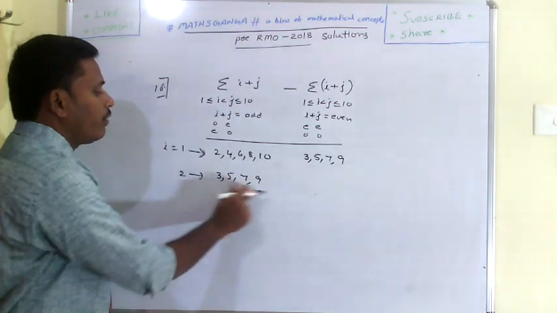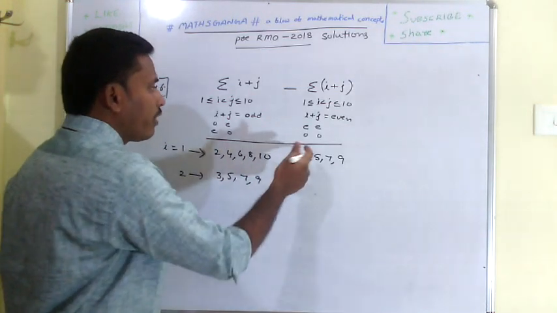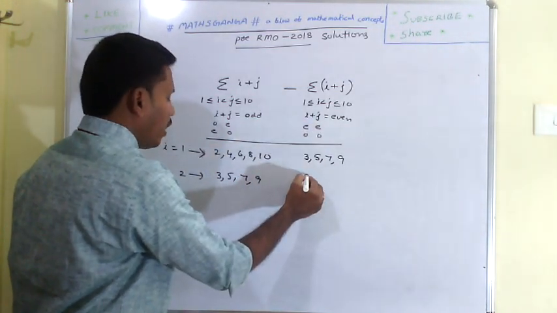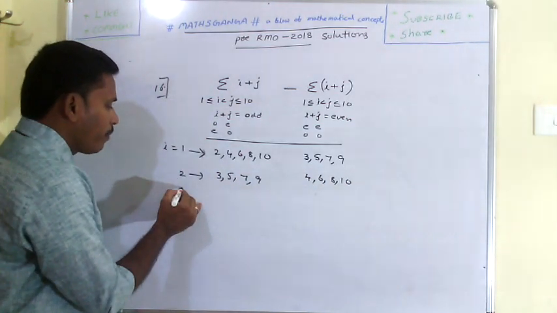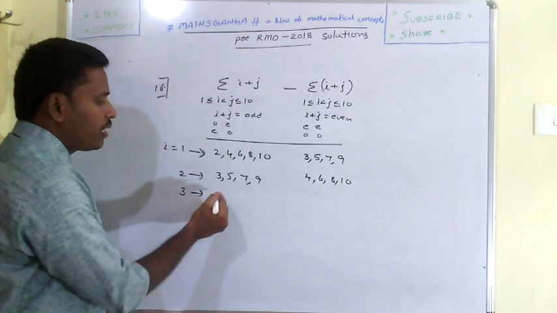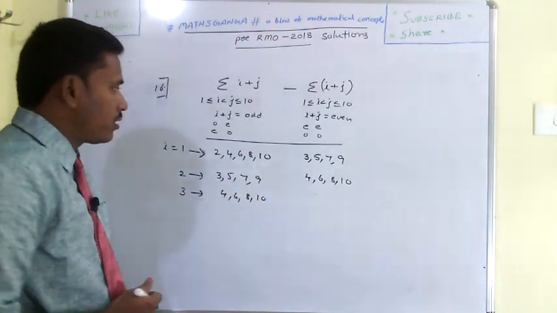Since i is even, we need to write an odd number in the place of j. Since i is 2, j must be even, so we need to take 4, 6, 8, 10. In the same way, if i is 3, then 4, 6, 8, 10 are the values of j such that i plus j is odd.